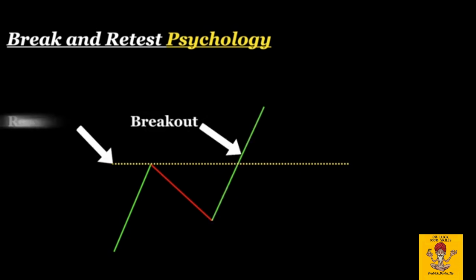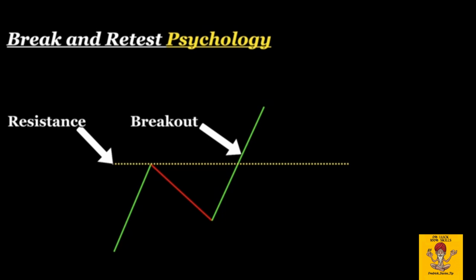Before you can fully apply this strategy, you need to understand the psychology behind the break and retest strategy. When price breaks above a key resistance level, it signals that buyers are in control, pushing the market higher. Traders who entered early, before the breakout, are now in profit. But here's the catch. Markets don't move in straight lines.